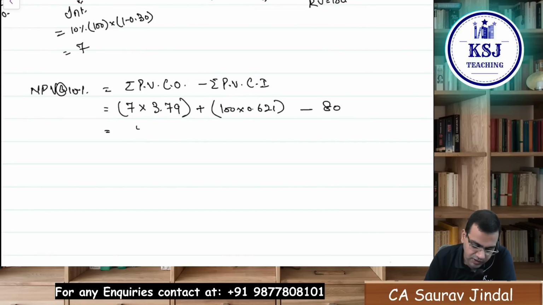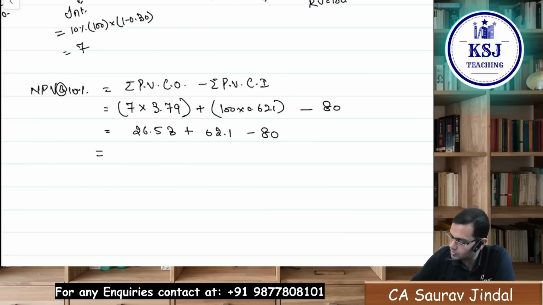Right, so this will come to 26.53 plus 62.1 minus 80, that will be 8.63. Now it is a positive NPV. What we need for IRR is NPV equal to 0. That will be your KD.